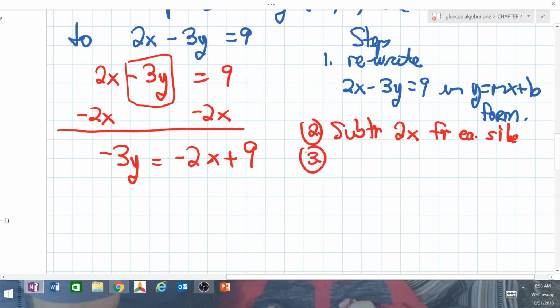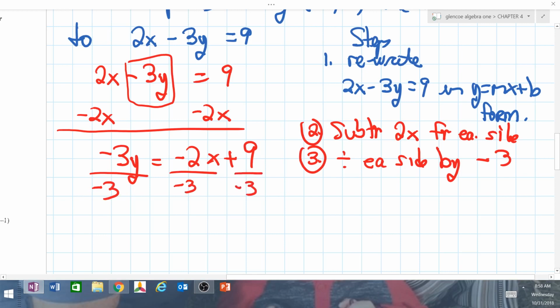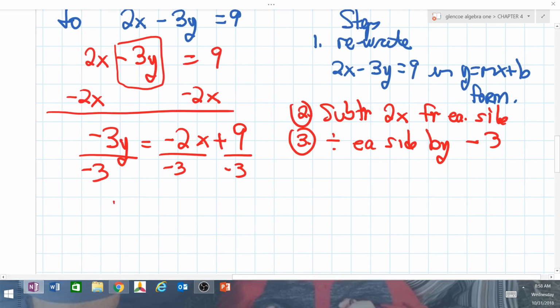Are you with me? What do I do next? Divide each side by -3. Please remember that a negative divided by a negative is going to give me a positive. So this is going to give me y equals 2/3 x minus 3.